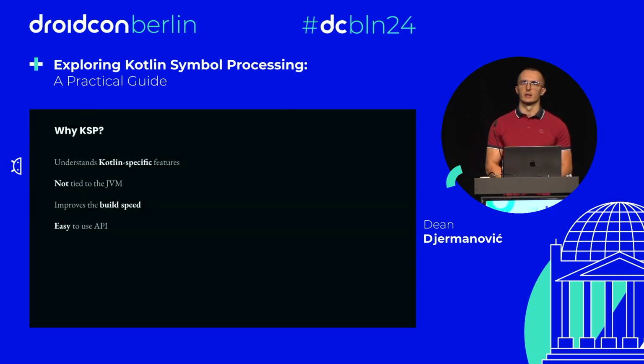And this is where KSP comes into play. So KSP is a new meta-programming tool developed by Google that understands Kotlin-specific features. KSP is not tied to the JVM, so this means that it can be adapted to work on other platforms such as Kotlin Native or Kotlin JavaScript.